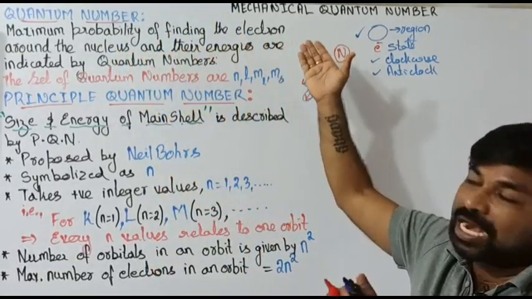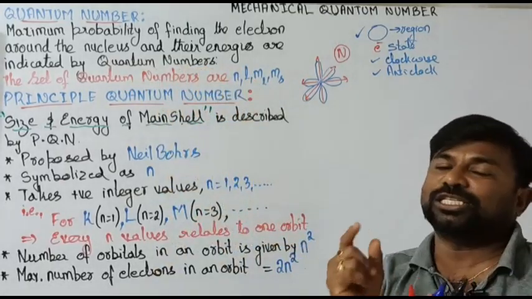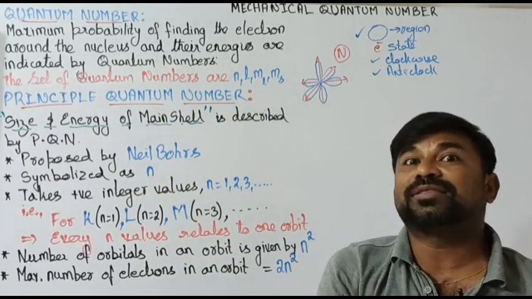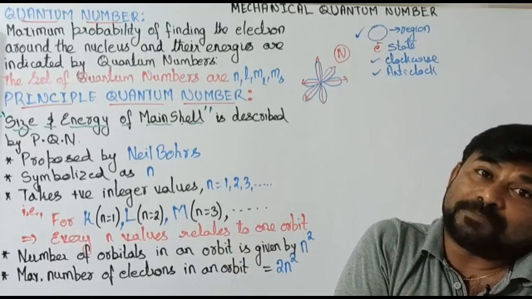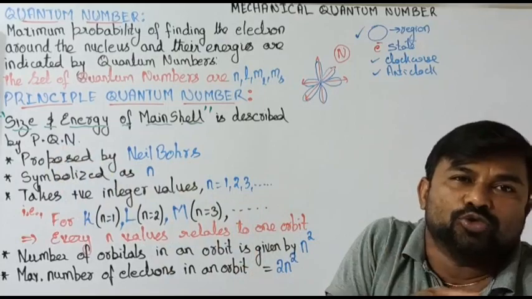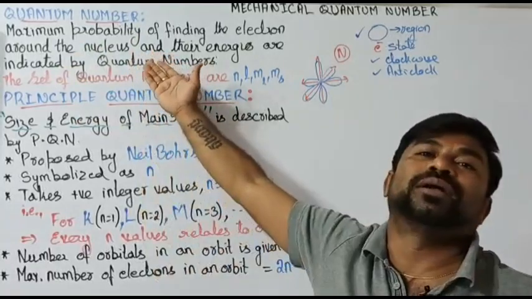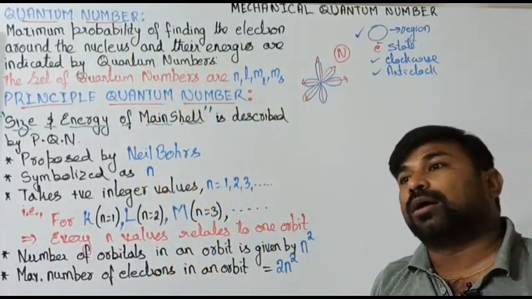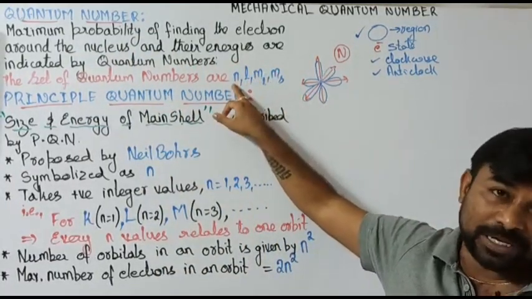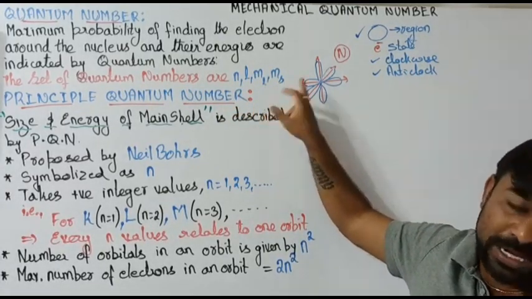The maximum probability of finding the electron, their state, the position around the nucleus, and their energies also. Based upon the position where the electron is, we can estimate the energy. If it is nearby, it may have some energy. If it is far away from the nucleus, the nucleus may lose its hold on the electron. All these things can be known with the help of quantum numbers. Now, what are these quantum numbers? We have four quantum numbers: the principal quantum number denoted by n, the azimuthal quantum number, the magnetic quantum number, and the spin quantum number.